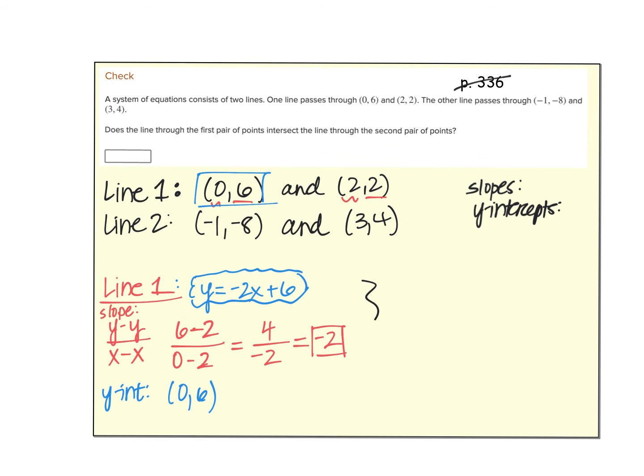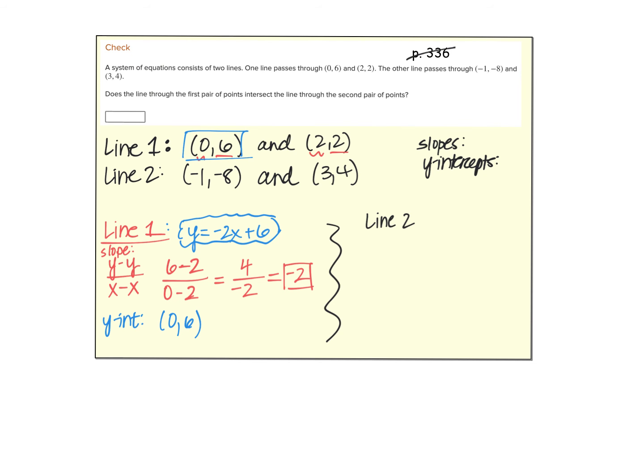Now I'm going to also do line 2. Now line 2, we're probably going to have to do a little bit more work. All right, so for line 2, let's start by doing the slope. So I'm going to do y minus y over x minus x. If I take my y coordinates, I see -8 minus 4 for line 2. And then my x coordinates are -1 and 3, so -1 minus 3. Okay, I'm going to start by doing that.